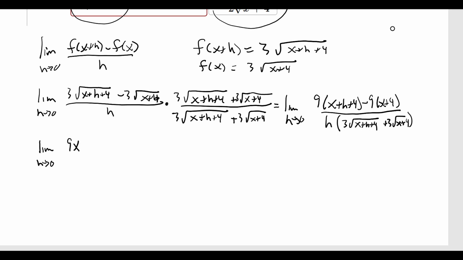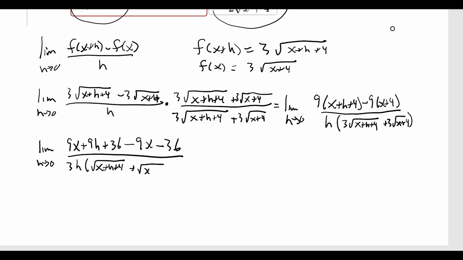So we have 9x plus 9h plus 36, then minus 9x and minus 36 all over, and why don't I factor the 3 out now? 3h times the square root of x plus h plus 4 plus, I don't need the 3 anymore, plus, excuse me, the square root of x plus 4.